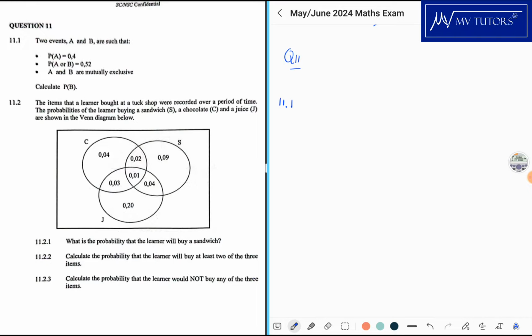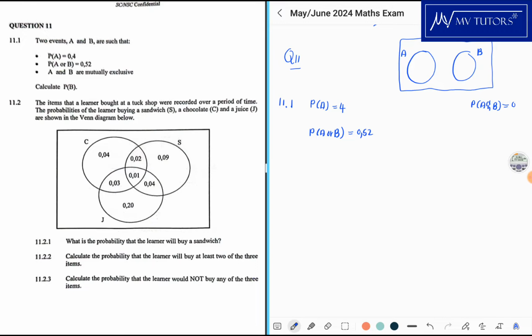Okay, so 11.1, two events A and B are such that probability of A is 4. I don't know why I'm rewriting this because it's there. And then probability of A or B is actually equal to 0.52, and A and B are mutually exclusive. So if I had A over there and I have event B, this is what it means. There is no intersection. So probability of A and B is actually 0. Okay, so these are mutually exclusive.